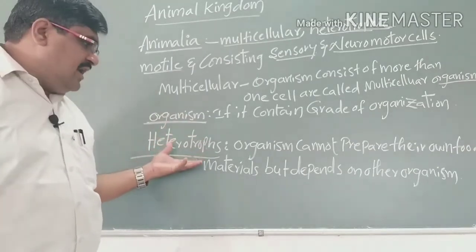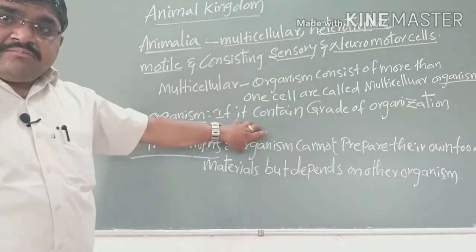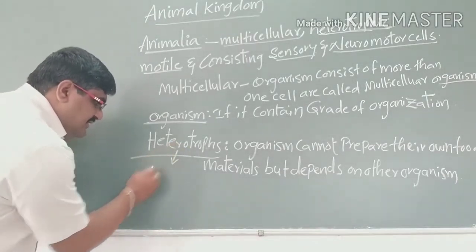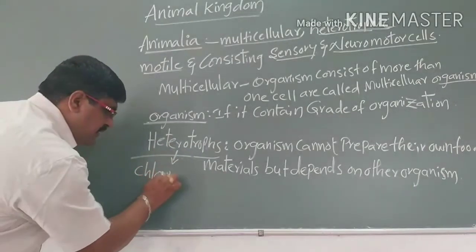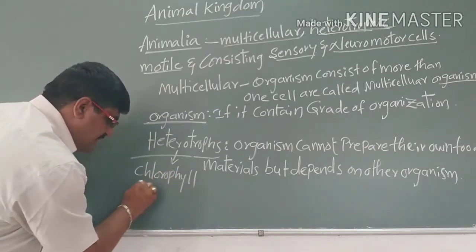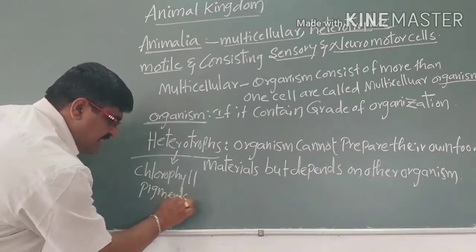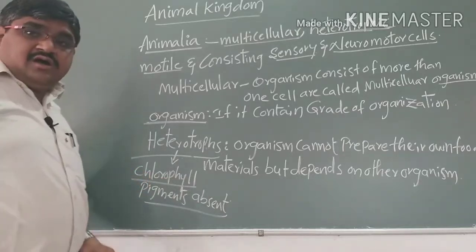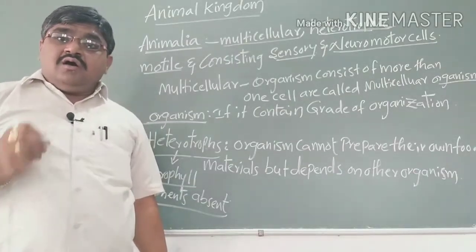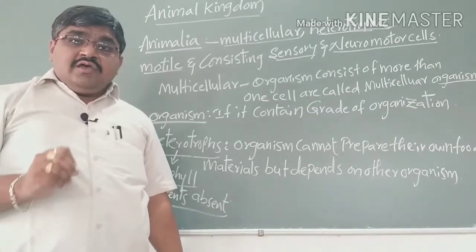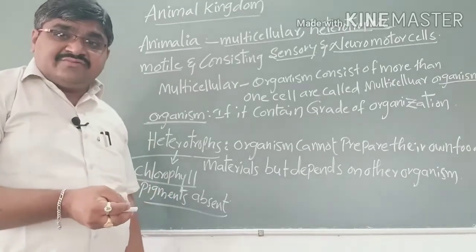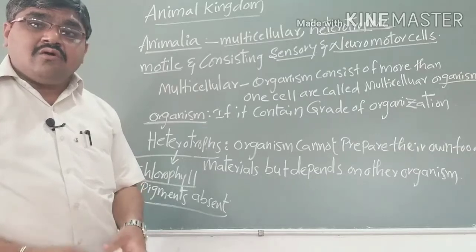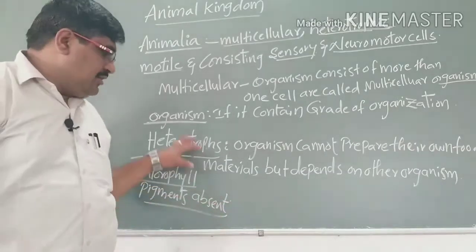What do heterotrophs mean? They cannot prepare their own food, because in animals the chlorophyll pigments are absent. Due to the absence of chlorophyll pigments, we cannot prepare our own food materials. So we depend on other organisms as food materials, and we call this heterotrophic nutrition. Hetero means different.